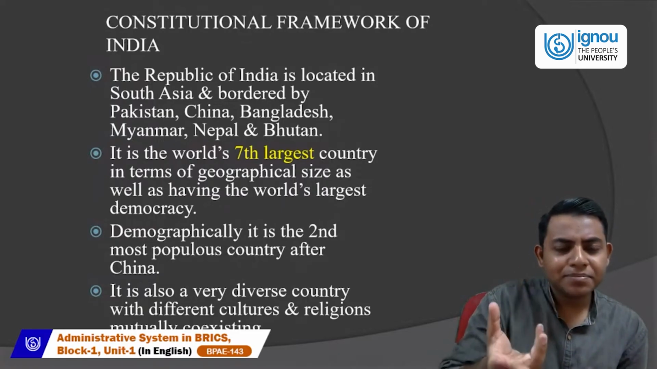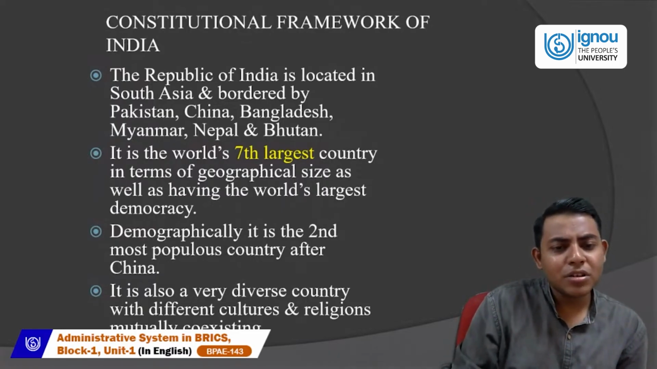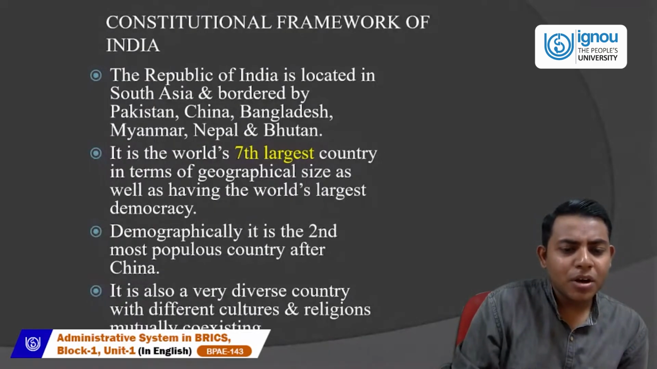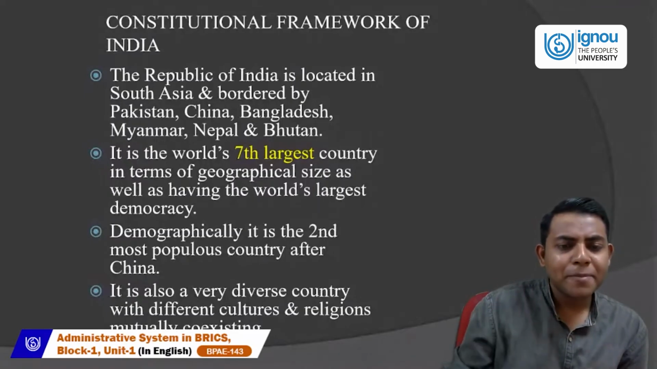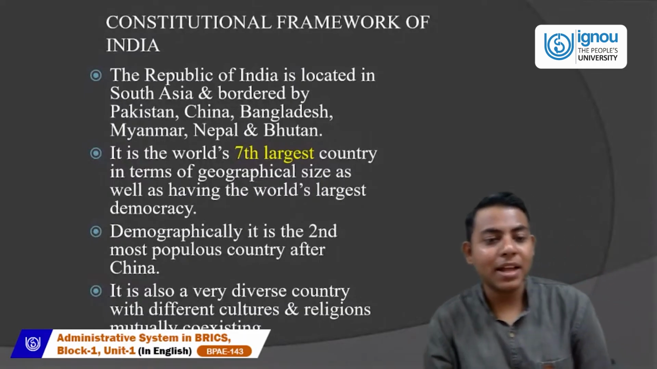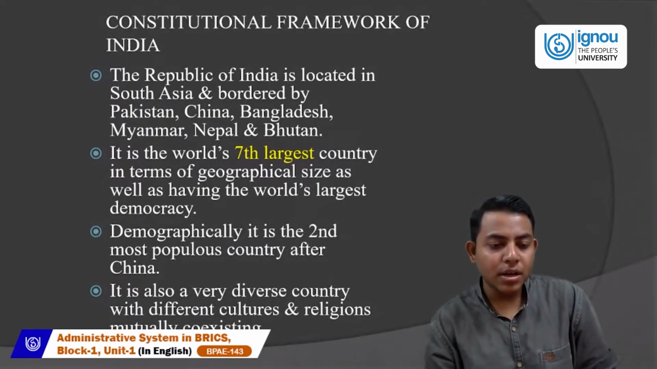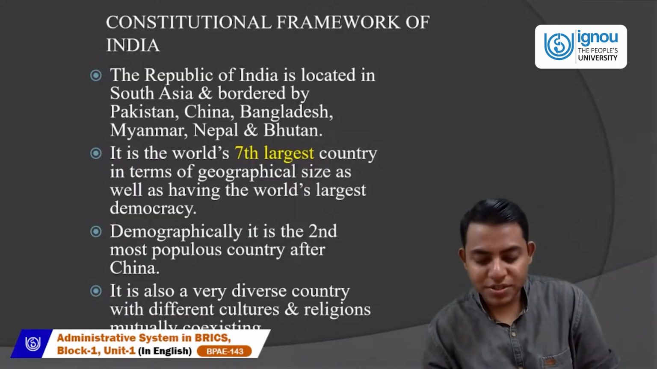And our country is also the seventh largest country in terms of geographical size, as well as having the world's largest democracy. So, demographically, India is the second most populous country after China. So, India is bordered by Pakistan, China, Bangladesh, Myanmar, Nepal, Bhutan, and Afghanistan also. So, our country is a very diverse country also, with different cultures and religions mutually coexisting.